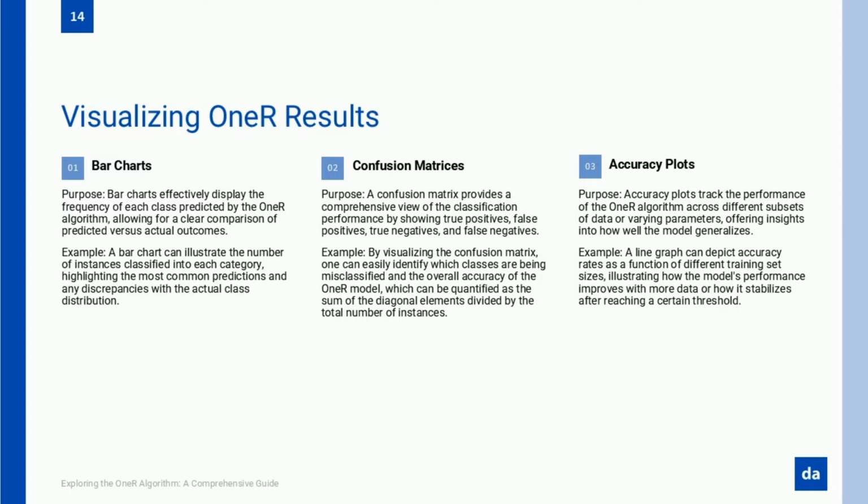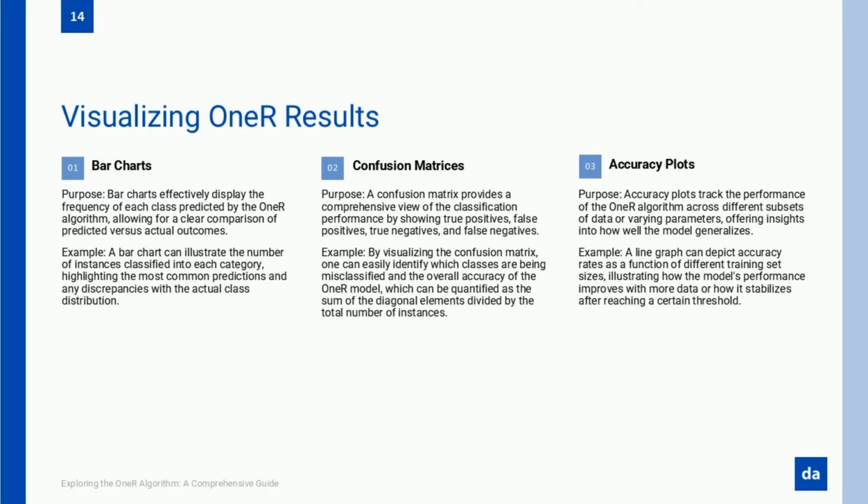By tracking how the accuracy of the OneR model changes with different subsets of data or varying parameter thresholds, it becomes possible to understand how stable and generalizable the rule is. A line graph depicting accuracy across different training set sizes can illustrate whether the model performs consistently or if accuracy drops significantly when applied to new data.